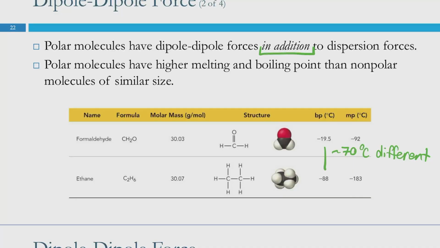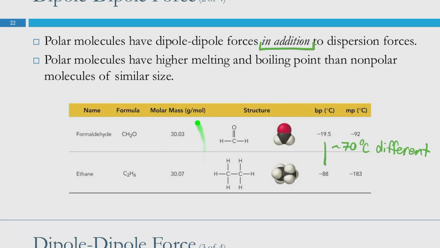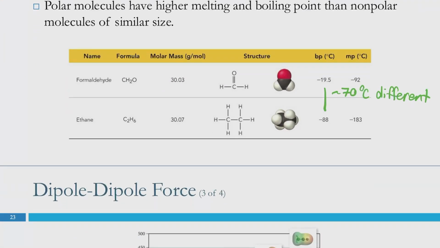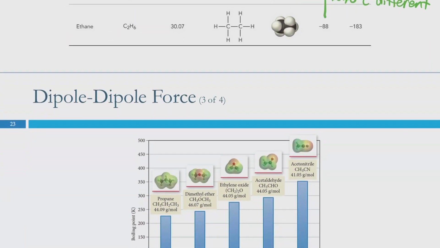So by adding in, is that 70? Yeah, it is about 70. By adding in that dipole-dipole force, we've gone from a negative 88 degrees Celsius boiling point to a little past minus 20. So that's a 70 degree Celsius difference. That's about the difference between a warm day and boiling water. So that's pretty huge. And again, there's no real difference in dispersion force, because they're about the same mass. So that's just a difference because of having the dipole-dipole force.